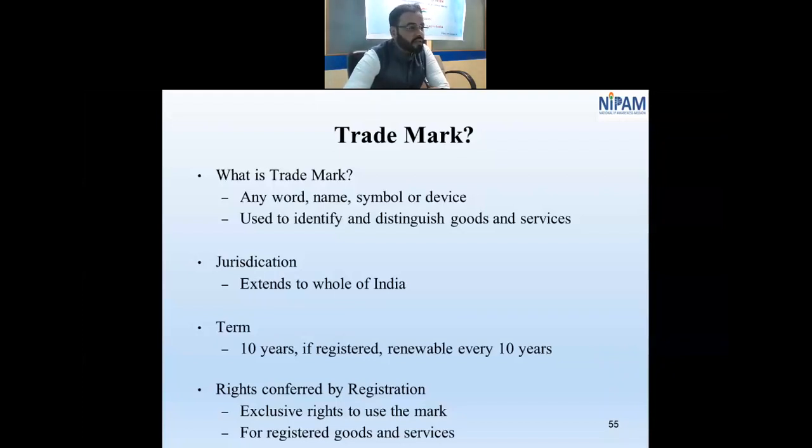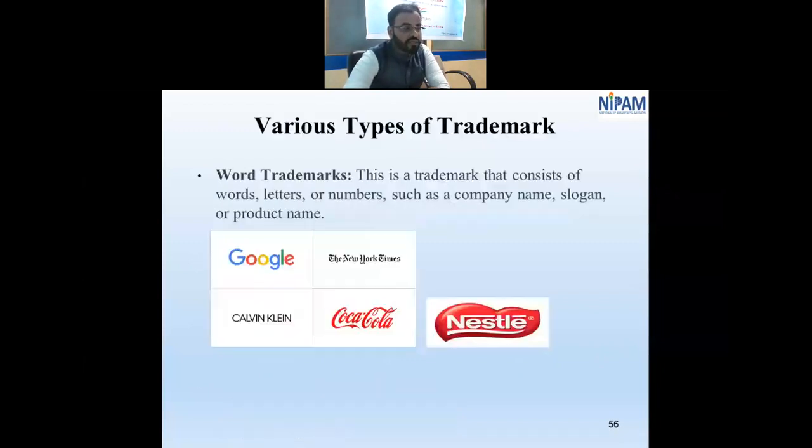The term of this particular intellectual property, in case of patents, we have seen 20 years. In case of designs, we have seen 10 years, extendable to 5 years if you go for renovation. In case of trademark, it is 10 years and it can be renewed every 10 years for eternity, for infinite times. Rights conferred by registration. So, it provides you with exclusive right to use the mark for registered goods and services. What are the specifics? I'll discuss in subsequent slides.